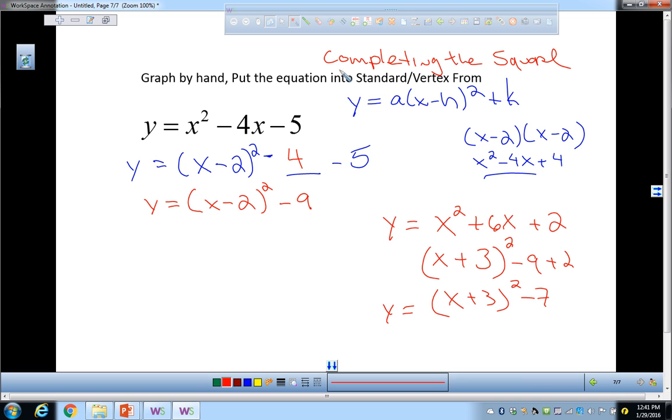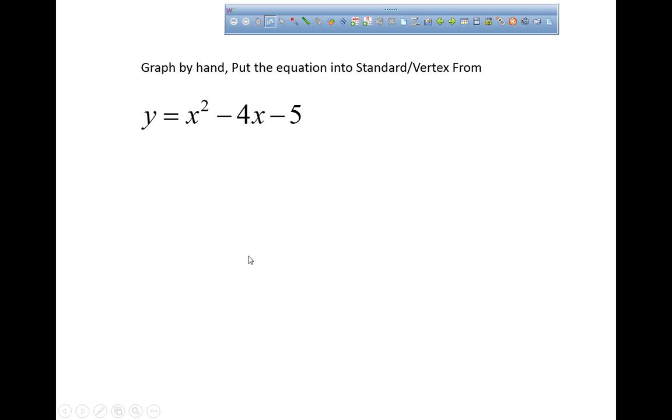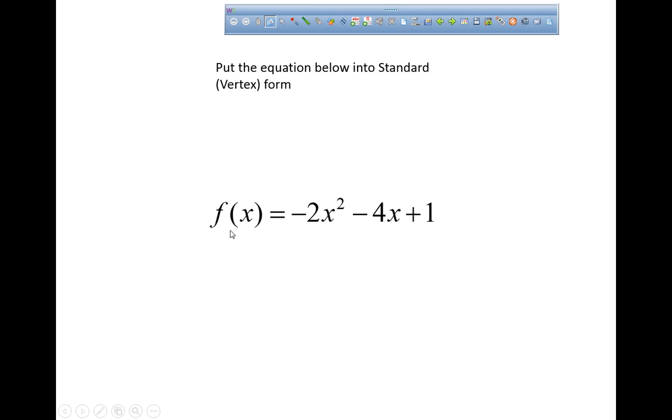This is how you complete the square. That's an example of completing the square. We're going to do another one where it gets a little trickier, and that'll be the next to last problem. What if I see something like this?